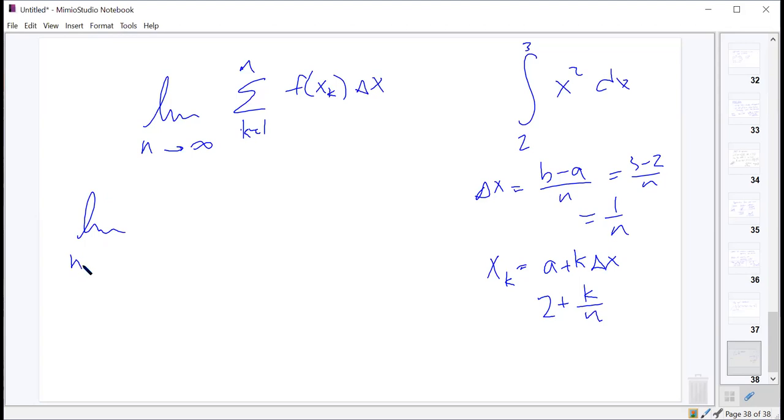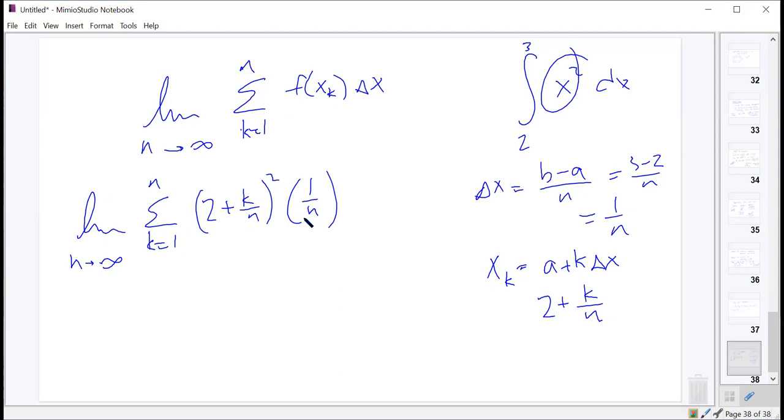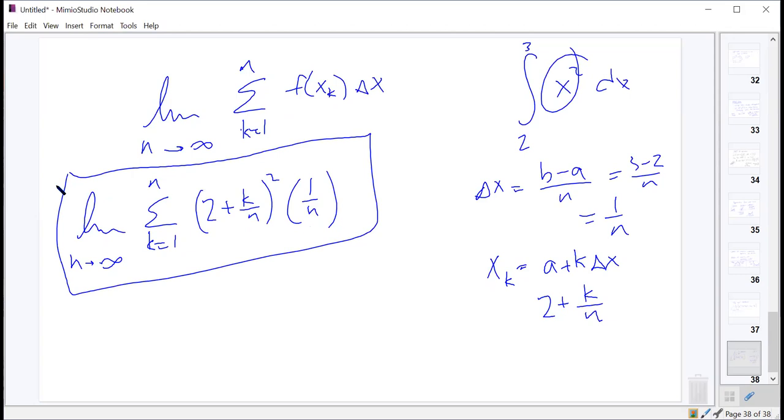And this should then be the limit as n approaches infinity of the sum from k equals 1 to n of f of x sub k. Well, our f of x is x squared, so that should be x sub k squared, or 2 plus k over n squared, and then times delta x, which is times 1 over n. Chances are this is as far as they will make you go with this. They might, if it's multiple choice, have this distributed out, but that's just algebra that I expect you guys can do without me reviewing that with you.